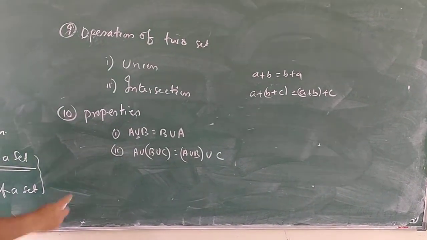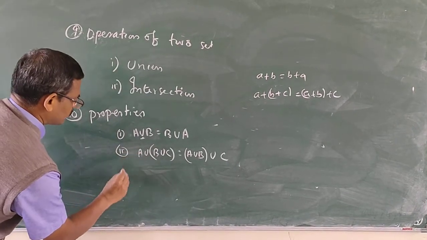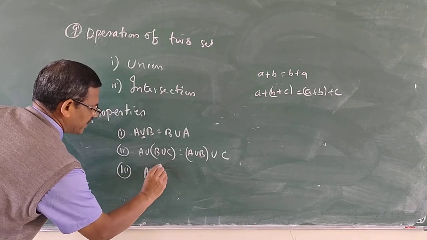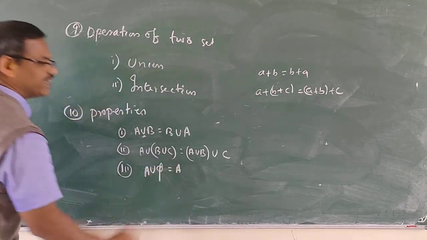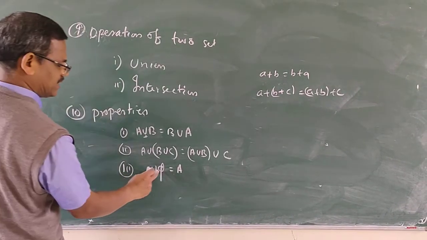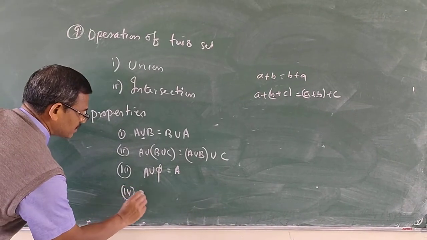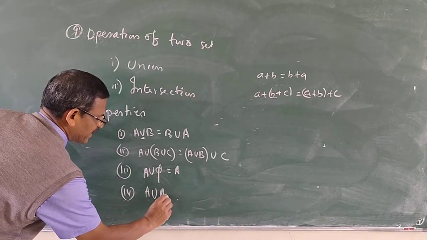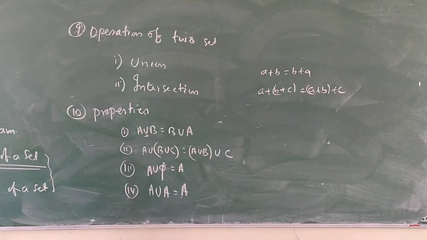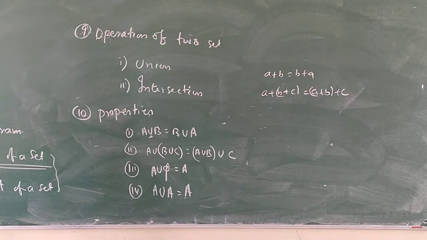This is the associative property. So commutative property and associative property are there. Then A union null set is equal to A. We call it the identity law. And the next one is A union A is equal to A. This we call the idempotent law. So these are the four properties of the union.